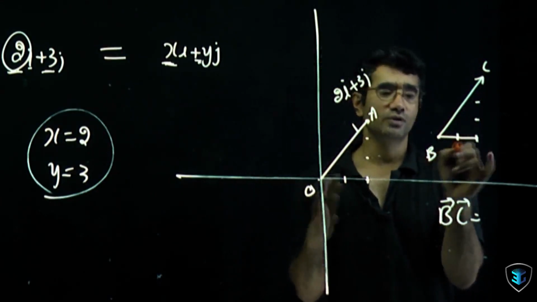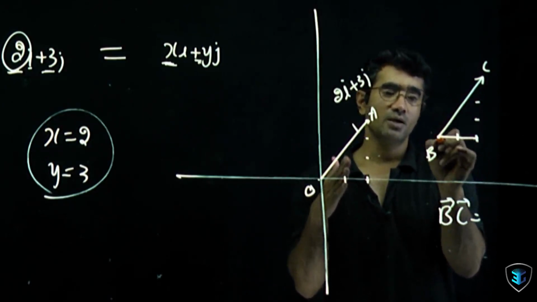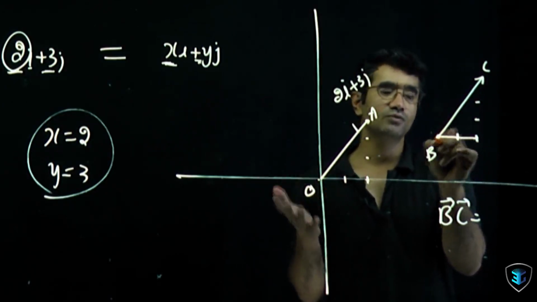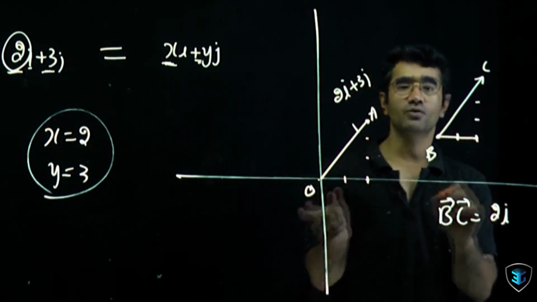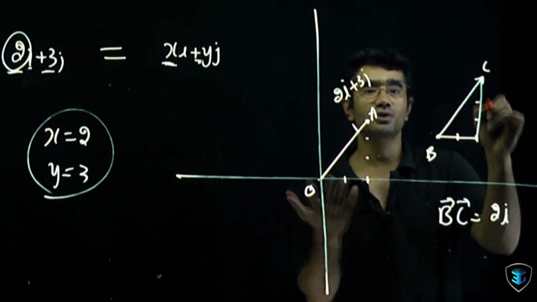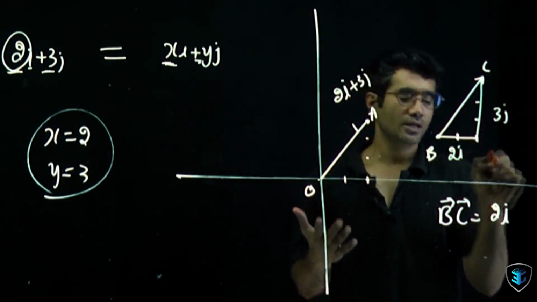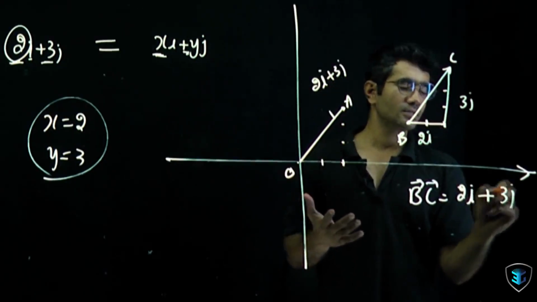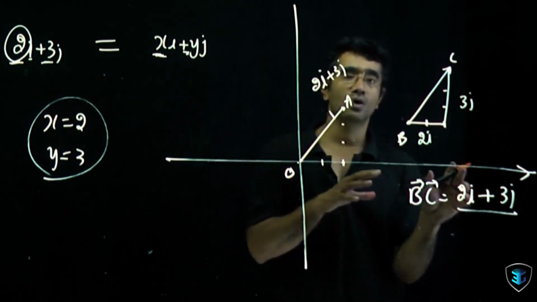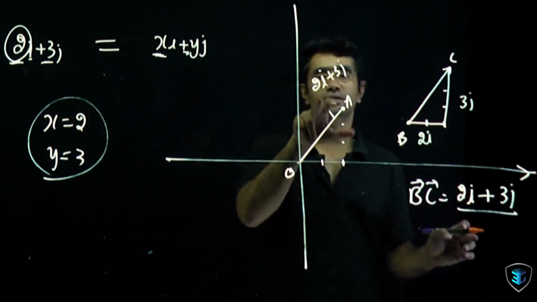The direction ratios of this vector, basically it means what? The point B has to move 2 times i to the right side or the positive side of the x-axis, and it has to go 3 times j up. That's 2i. Now look at that. Even this vector is having the same components, that is 2i plus 3j, and this one is 2i plus 3j.